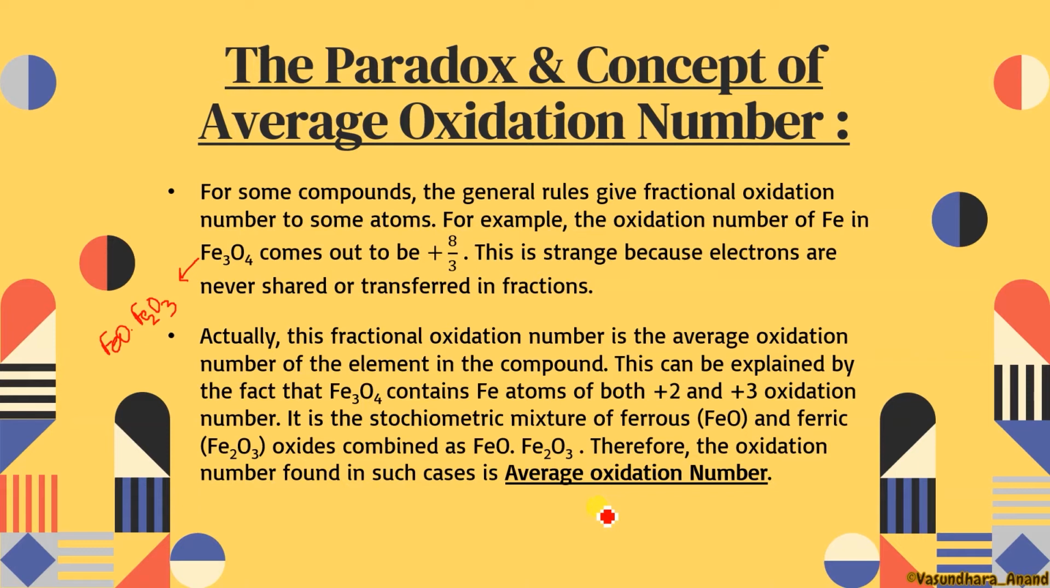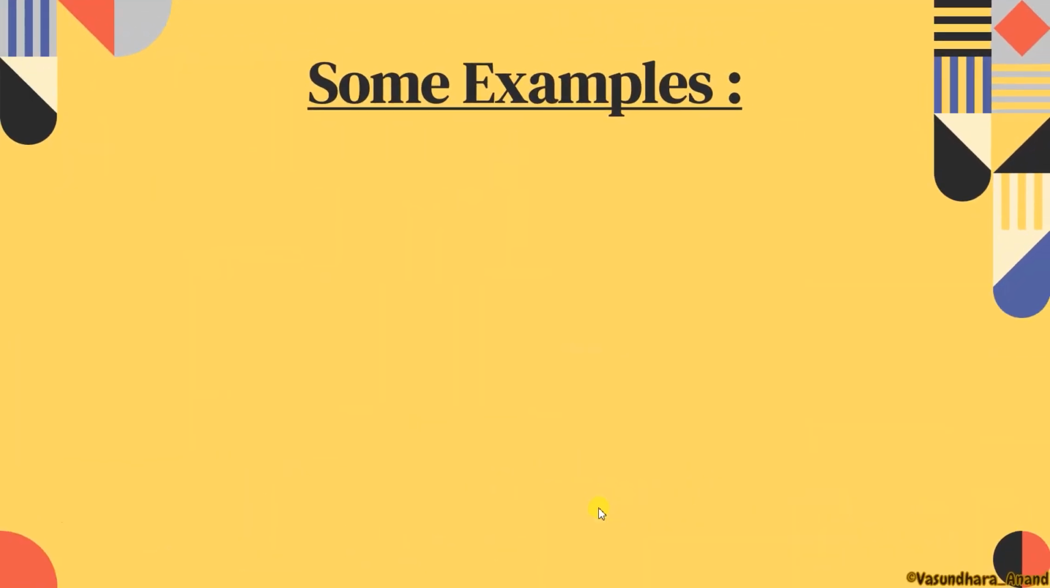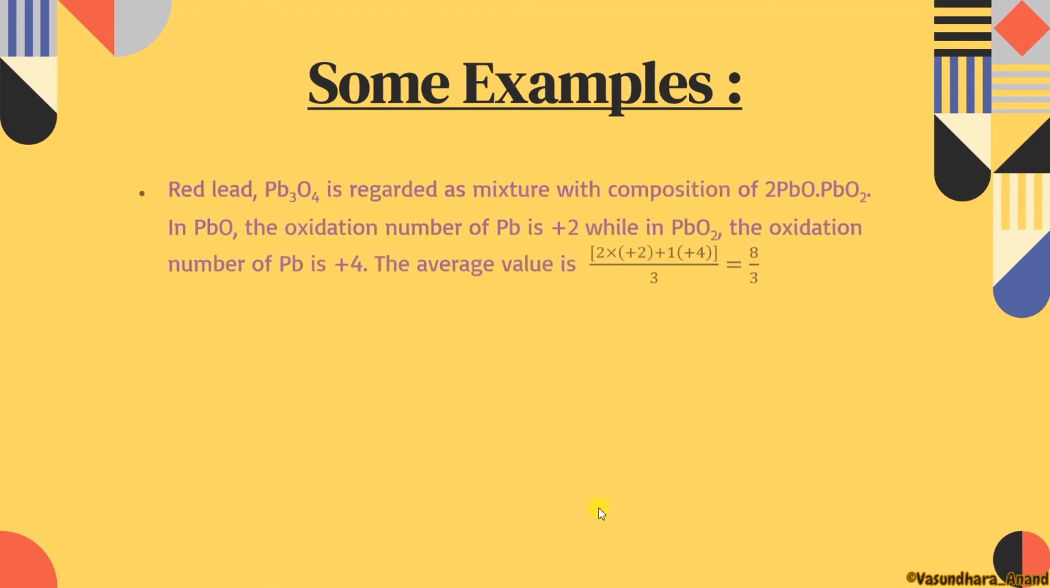Whenever it comes in a fraction, you have to make yourself clear that it is not the actual oxidation number, it is the average oxidation number. So for finding the actual oxidation number, you must know in which form it exists. For that, you simply have to remember it. Similarly, I have another example of Pb3O4.